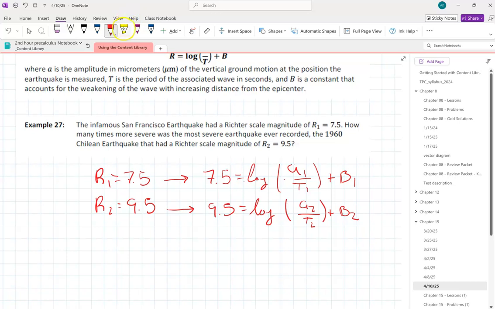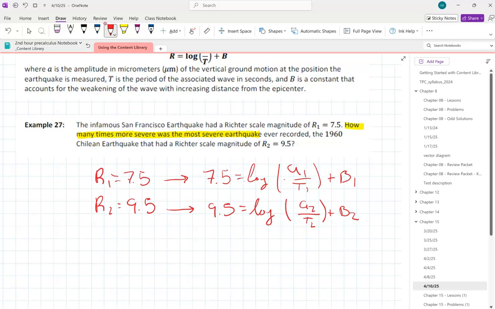Before I start in on that, though, what are we trying to look for? I'm looking for how many times more severe was the most severe earthquake. So of our measurements, alpha, T, and B, the one that's going to be talking about the severity is going to be that vertical ground displacement, right? The more up and down movement you're going, the more rocking and rolling the ground is doing, the more severe the damage is going to be, like buildings falling over and all that kind of stuff, right?